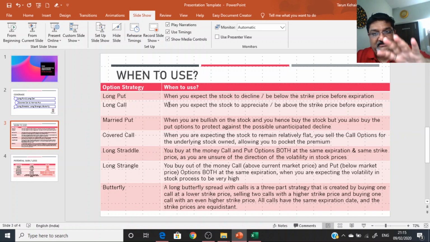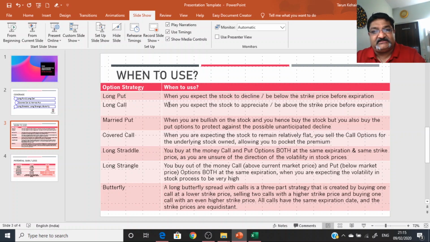If you have seen my earlier video on the synthetic call option, it is the same. I mean, the married put is the same. You're going long on the underlying stock as well as going long on the put options. Because although you're bullish about the market, you know that the stock prices are going to rise, you want to protect your downside.